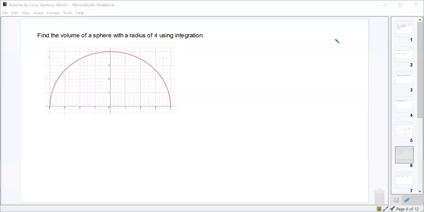In general, how do we find the volume of a sphere with a radius of 4? We should just use the formula, right? What's the formula for the volume of a sphere? 4/3 pi r cubed.